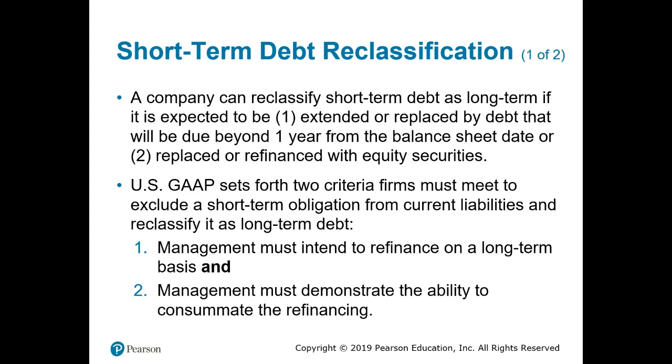U.S. GAAP sets two more criteria. One, management must intend to refinance on a long-term basis, and they must demonstrate the ability to consummate the refinancing. It can't just be an intention, we have to have some proof about it.